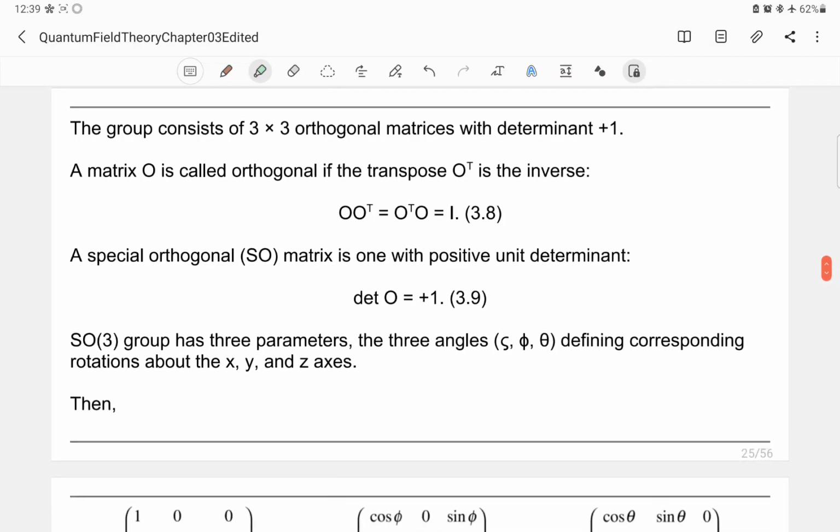So, looking at the matrix O, the transpose OT is the inverse. So you have, by the way, I call OT the transpose of O.